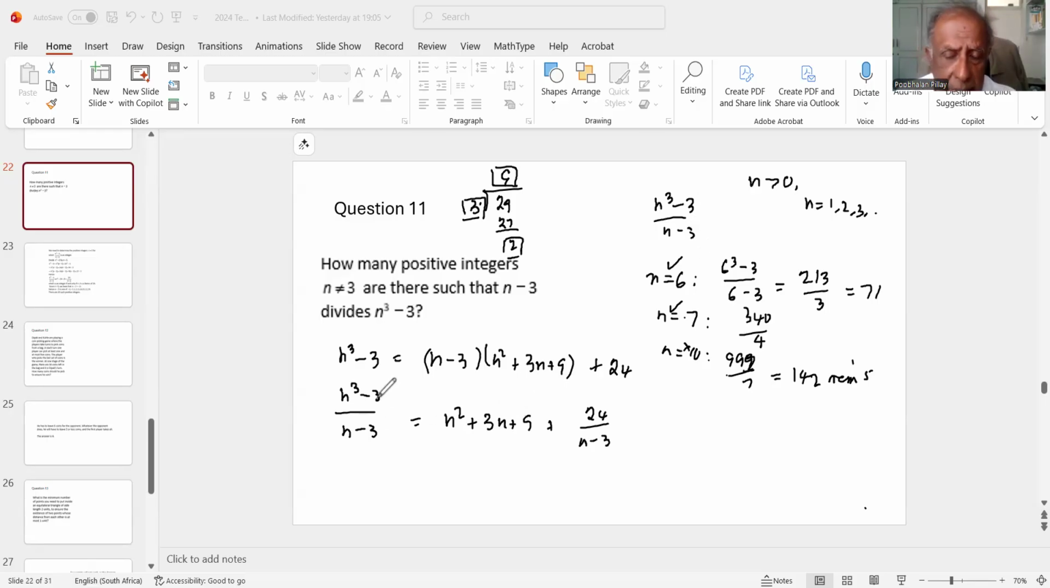Now, to make this an integer, that's why I did this. This is already an integer, because the numbers I'm substituting are all integers: 1, 2, 3, 4. So when I substitute these numbers, I'm going to get an integer. So I want this to be an integer. Now, when will this be an integer? This will be an integer provided that n minus 3 is a factor of 24.